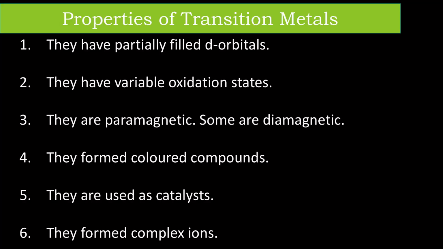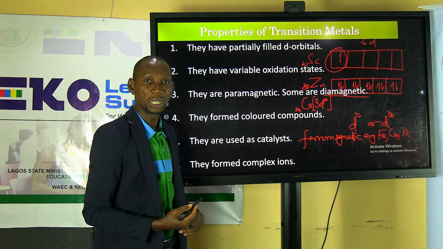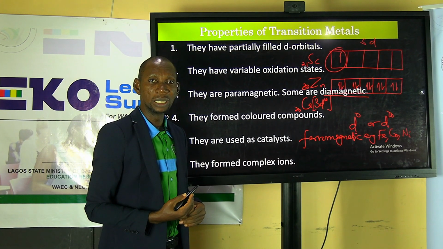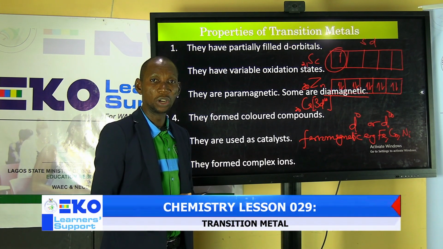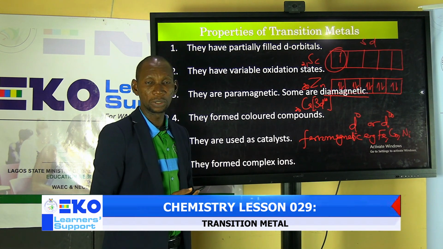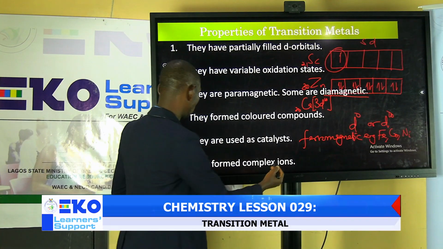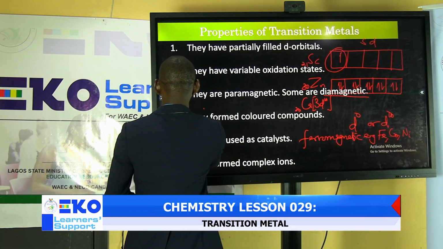Lastly, they form complex ions. Transition metals sometimes have empty d orbitals, and this serves as a space for a ligand to be able to attack. You can check up the meaning of a ligand. So let's move on.